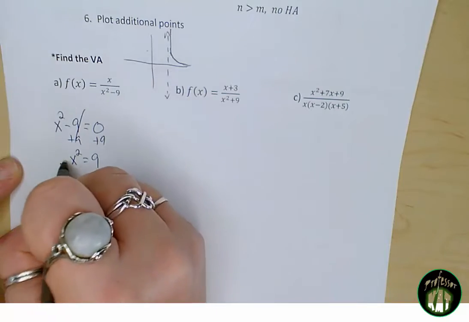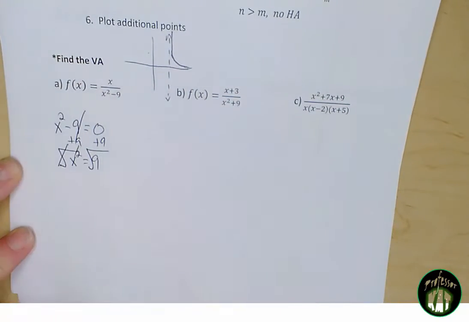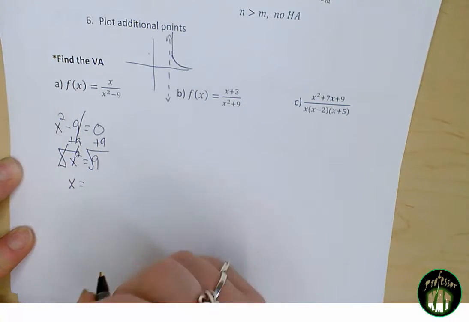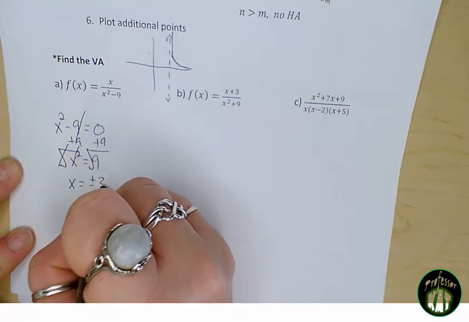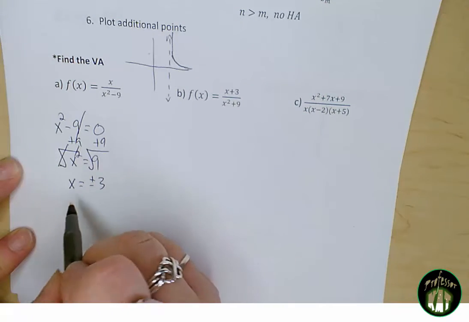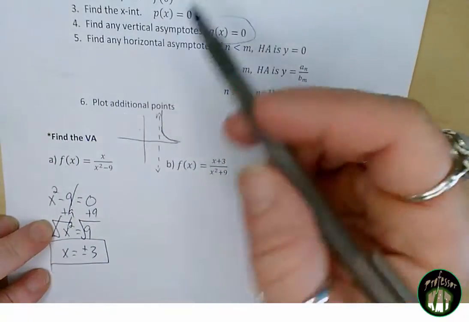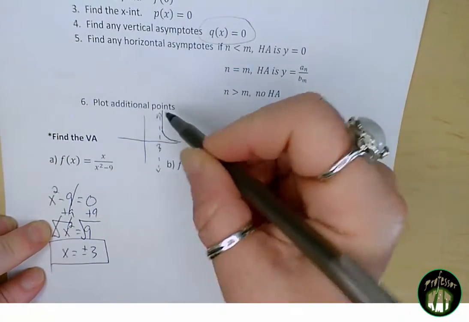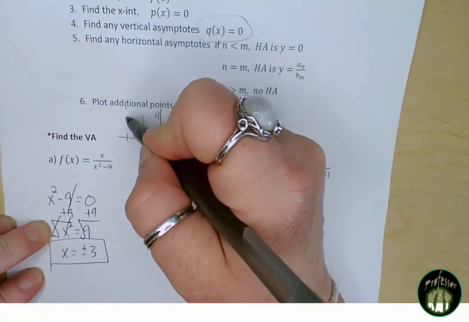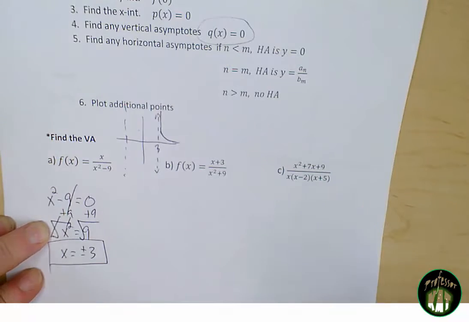Get rid of that square by taking the square root of each side. On the left-hand side, square root and square cancel, so we can drop down that x. And on the right-hand side, the square root of 9 is plus or minus 3. So we have two vertical asymptotes here, one at a positive 3, one at a negative 3. So maybe we could pretend this is our positive 3. In this example, that would just mean that we would also have one over here at a negative 3.